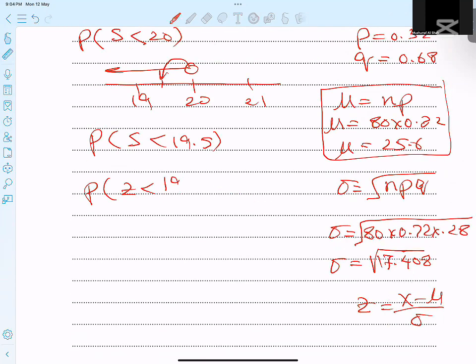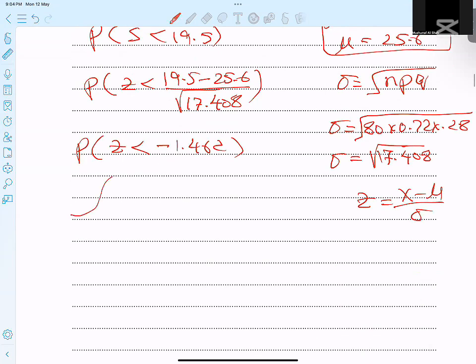So what is the technique? 19.5 minus mean, over deviation. Mean is 25.6, over root of 17.408. If I type it in the calculator, students, the value coming to me is negative 1.462. Always 3 dp, make sure this value is in 3 decimal places. Right side is positive, left side is negative, so I will make the left-hand side negative 1.462. This is how to pronounce it: Z is less than, the less than portion.